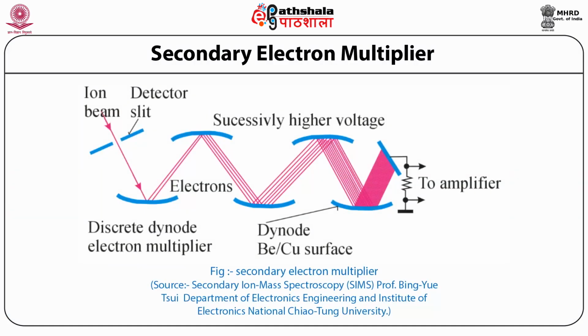This explains the secondary electron multiplier. Here there is an ion beam and a detector slit. The electrons enter a discrete dynode electron multiplier. Then they are reflected and go over to successively higher voltage plates, and this way they keep on multiplying, from 1 to 2 to 3, 4, 5, etc., and then go to the amplifier stage.